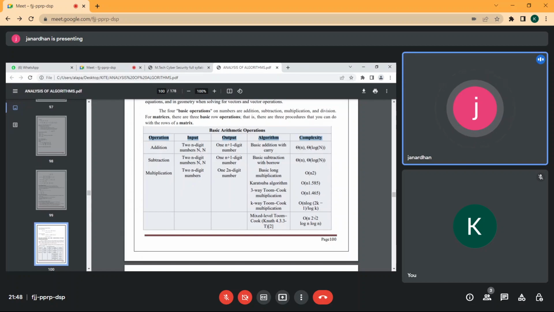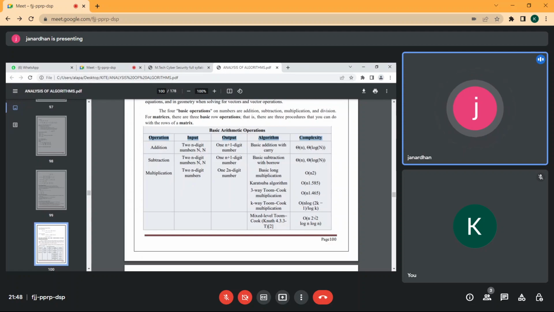First one is the addition. Next one is the subtraction operation. Subtraction: input two n-digit numbers, output one n plus one digit number. Algorithm: basic subtraction with borrow. Additional carry, subtraction of borrow. Big O of n for time complexity.